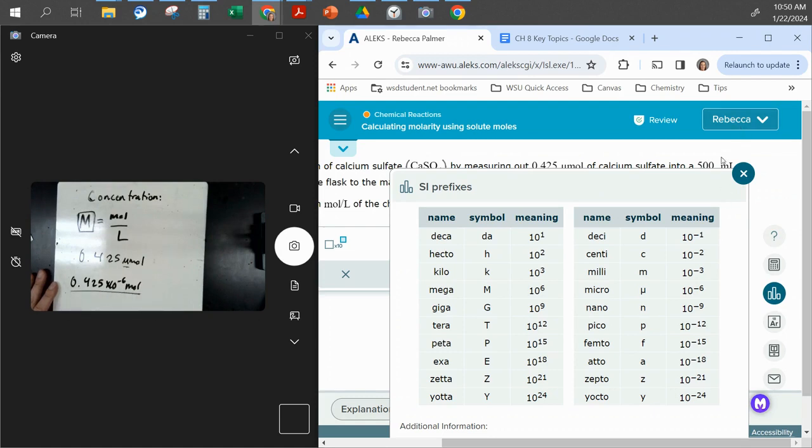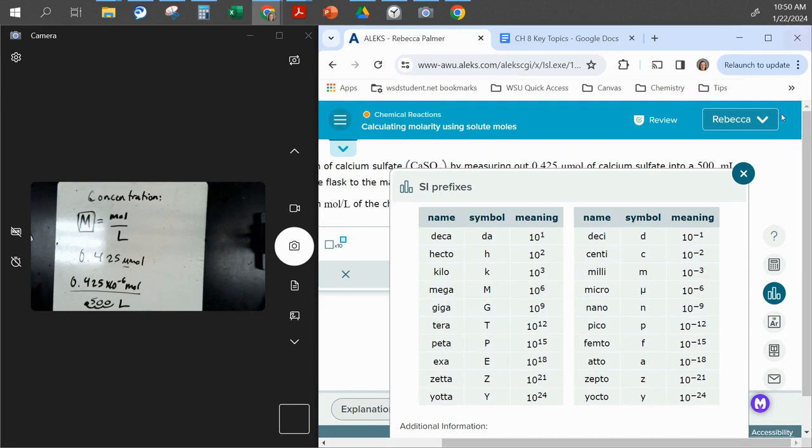And then we need liters. We have 500 milliliters. We could do the same thing, 500 times 10 to the minus 3. But that one's easy for me to do in my head. I'm just going to move the decimal 3 times to the left: 1, 2, 3. So now it's in moles per liter.